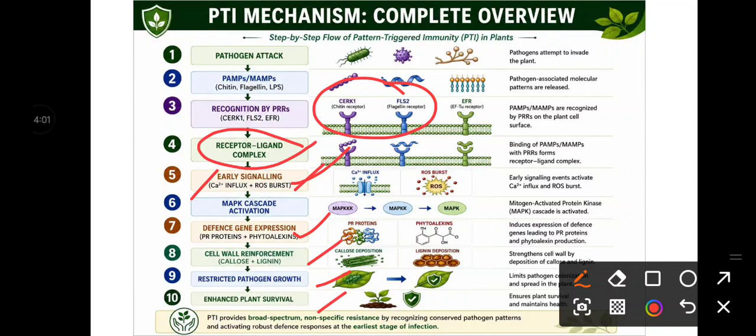So this is all about the PTI, the pattern triggered immunity, the basal level of immunity or the first line of defense. This is the basic level of defense. Okay, the ETI is the advanced level of defense because it is due to the specific interaction between the effector and the R gene. Okay, we will discuss this in detail in a separate video. In the next video only we will discuss.